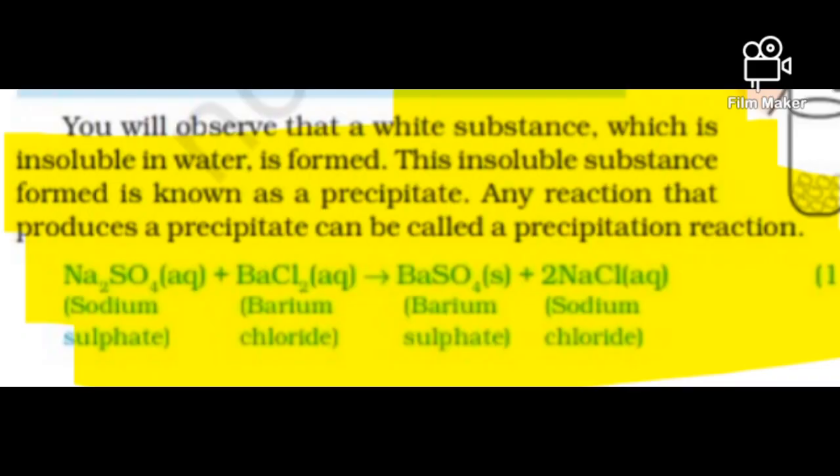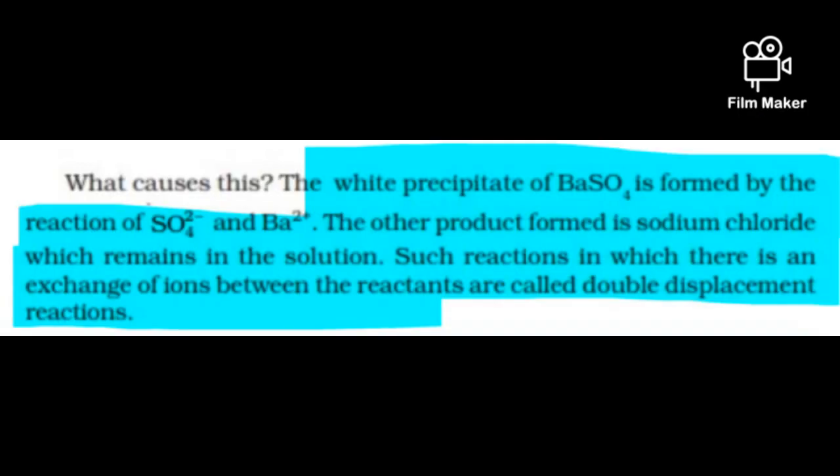Next we observe a reaction where sodium sulfate is there, barium chloride is there, but if you observe the substances after the arrow, we see that the sulfate part is taken up by the barium and the chloride part is taken up by sodium. So they have exchanged their position. No one has been pushed out of its place. When such an exchange is there, we call it a double displacement reaction.